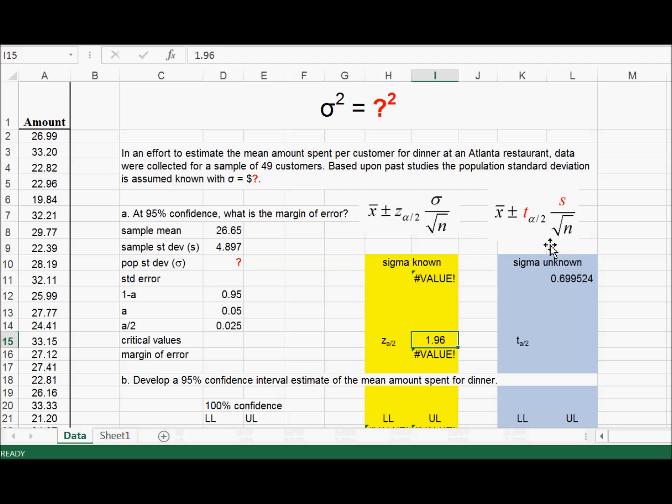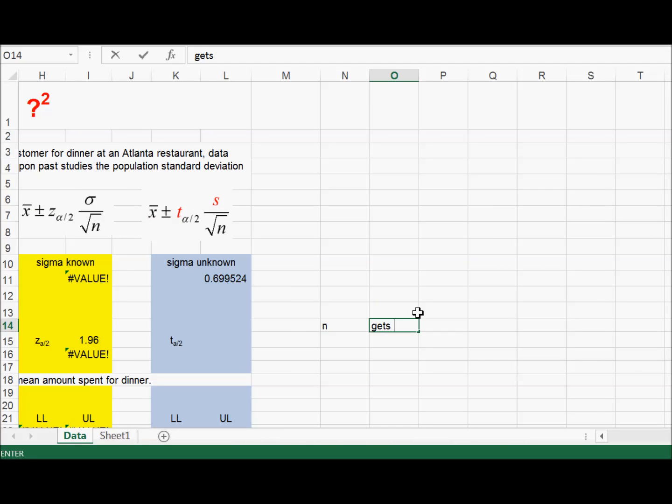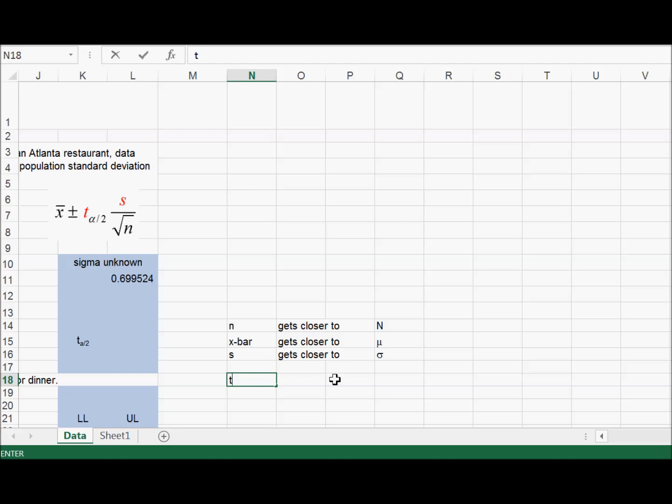1.96, right? Now, what do we expect the T value to be equal to? Let me know. As n gets closer to n, x bar gets closer to mu. S gets what? Closer to sigma. What happens to the T distribution? It gets closer to what? I call it the Z distribution, aka standard normal. You guys see it?